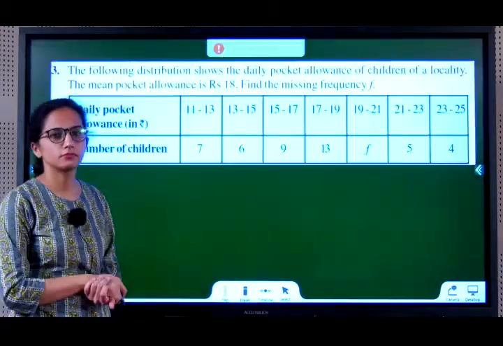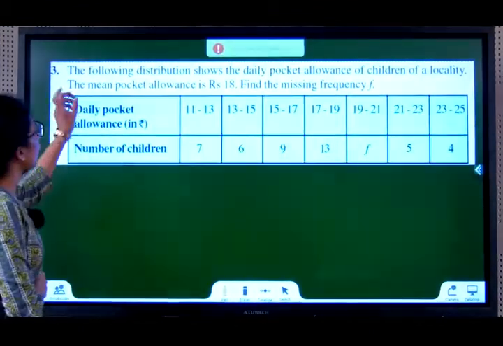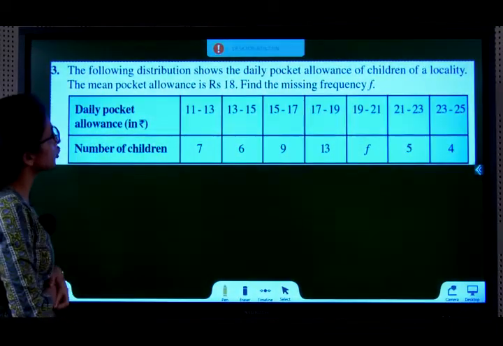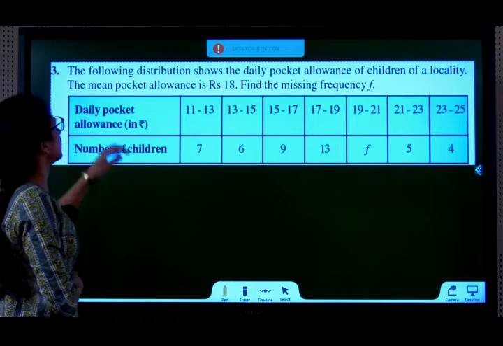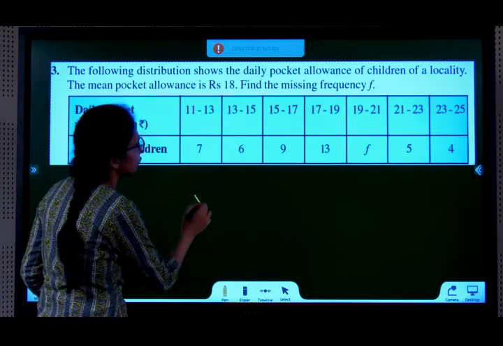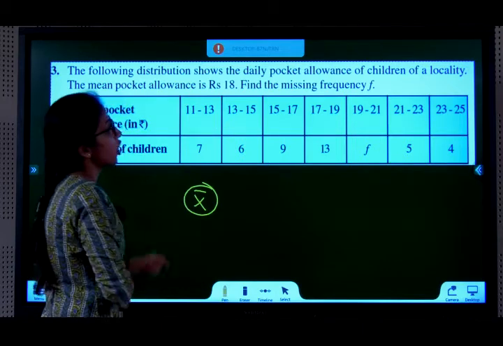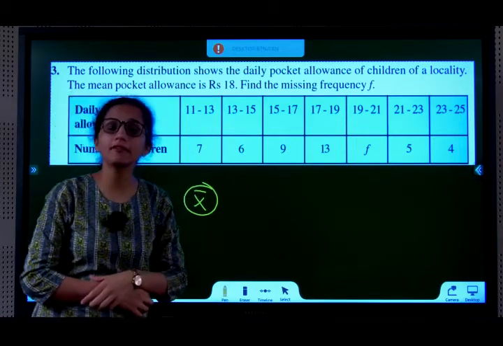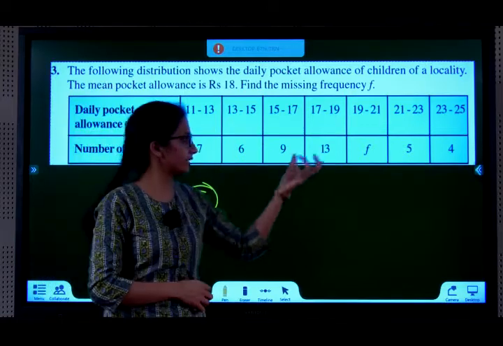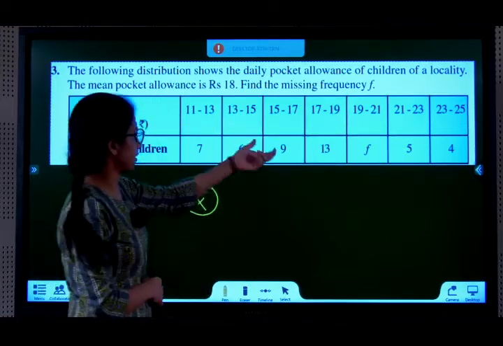Question 3. The following distribution shows the daily pocket allowance of children of a locality. The mean pocket allowance is rupees 18. They have given you the value of x bar over here. You have to find the missing frequency. See, the frequency values are not very small. It's not all single digit. There are double digits also.